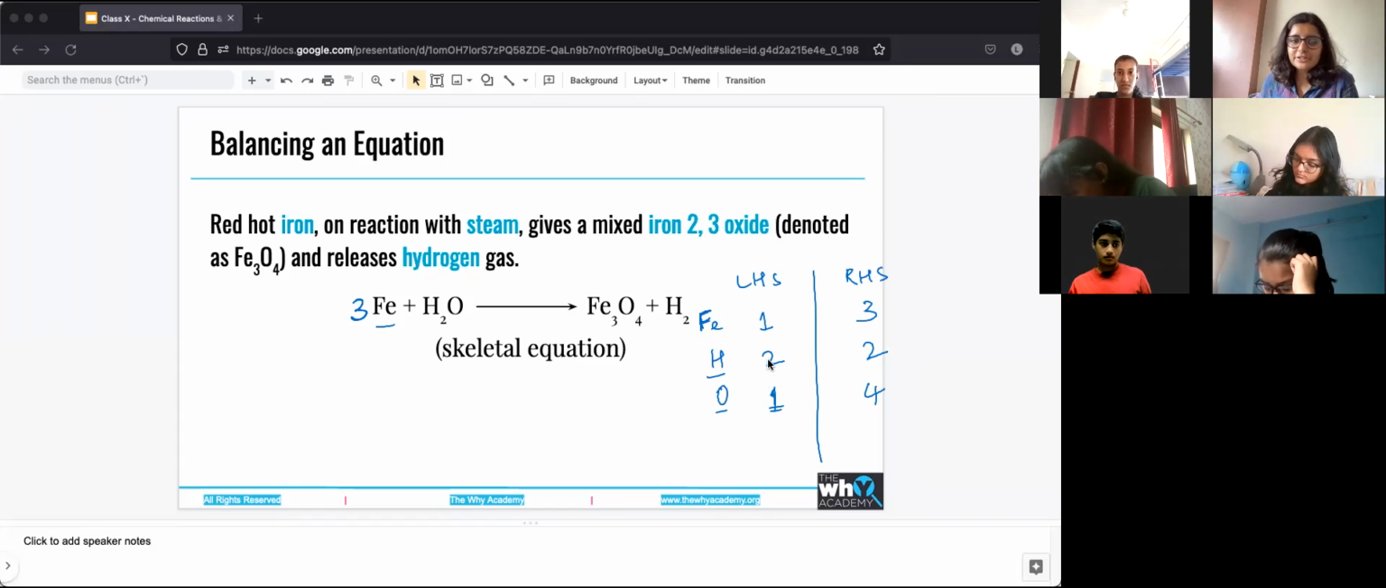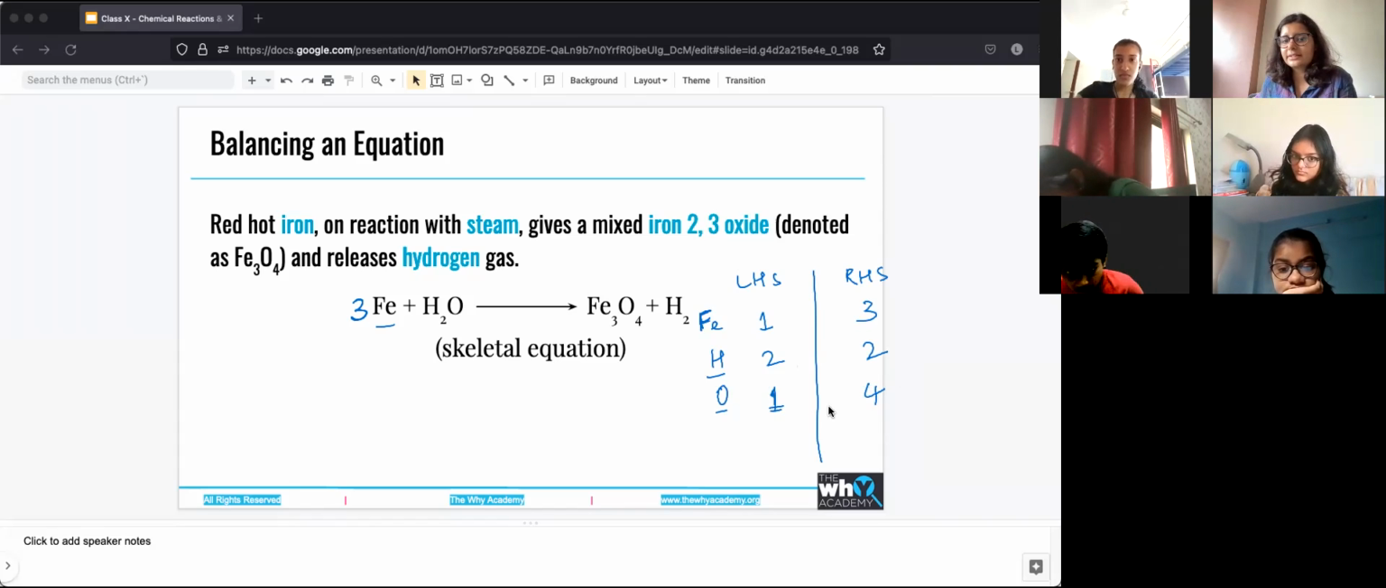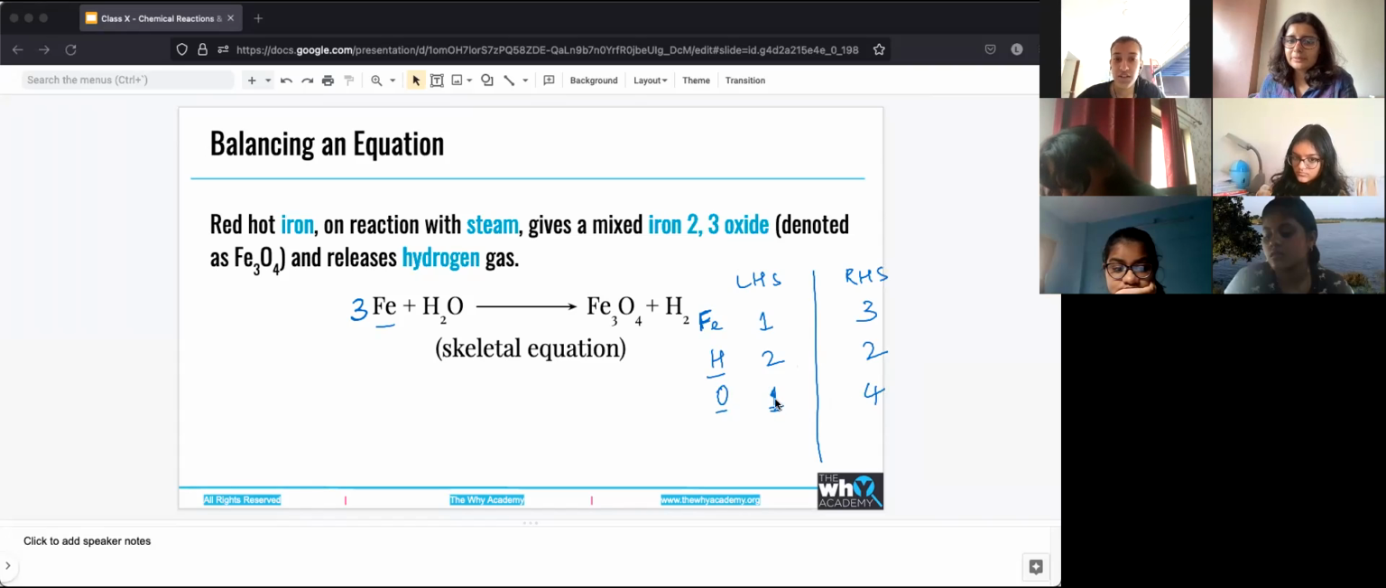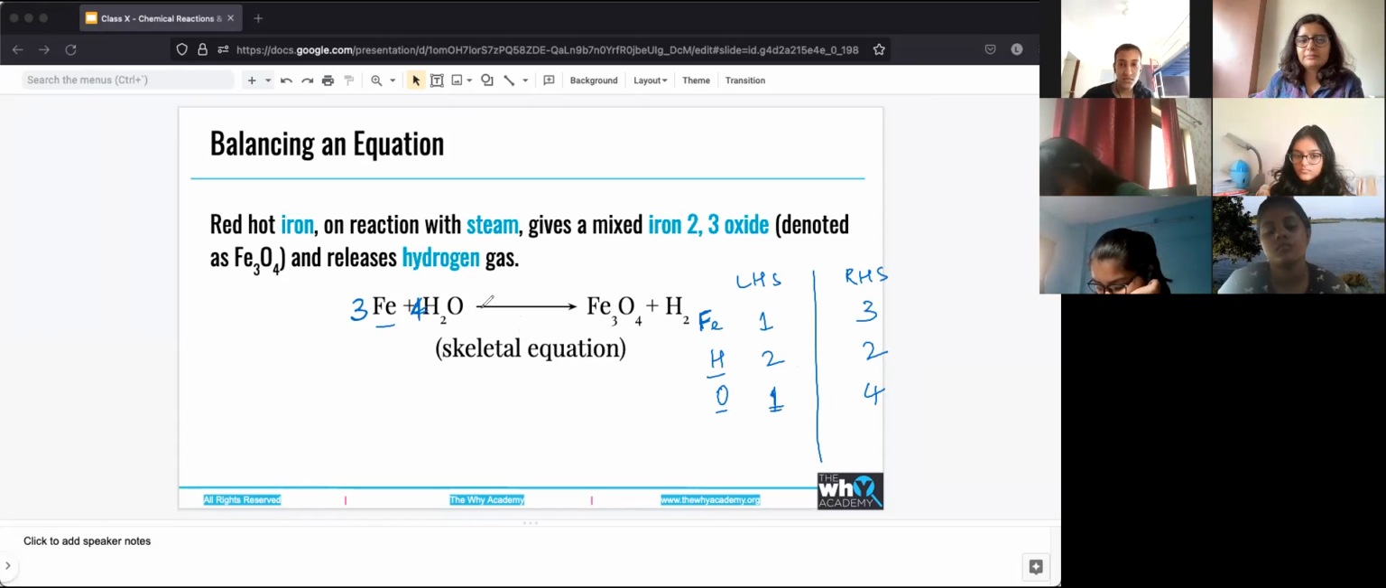Okay. Hydrogen though is balanced, but oxygen is not. What can we do to balance oxygen? Ma'am, we'll multiply H2O by 4 in the LHS. What are we multiplying by 4? H2O alone? Yes. You put 4 over here. Oxygen is balanced. So this we made 3, this we made 4.